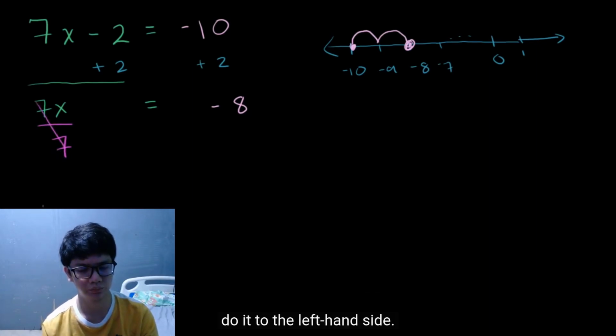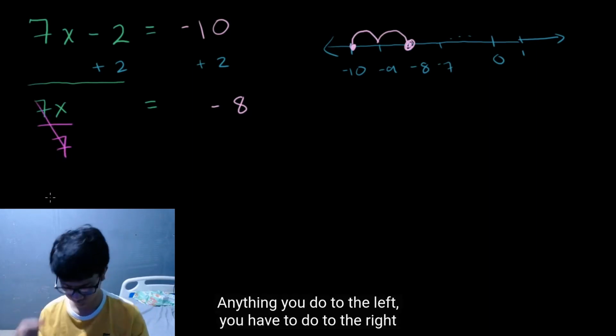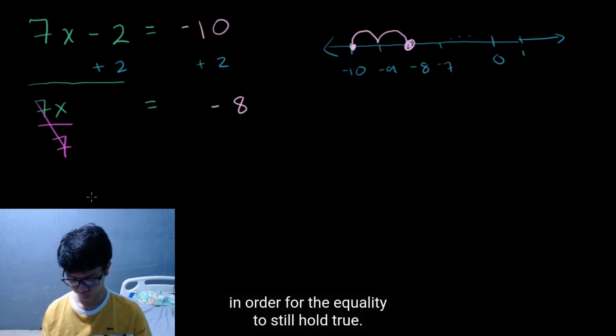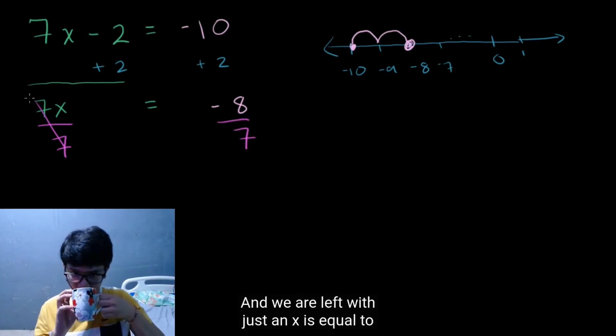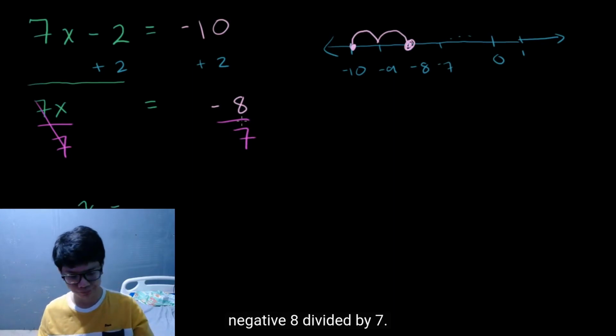So let's do that. If you divide by 7, those cancel out. But you can't just do it to the left-hand side. Anything you do to the left, you have to do to the right in order for the equality to still hold true. So let's divide the right by 7 as well. And we are left with just an x. Just an x is equal to negative 8 divided by 7.